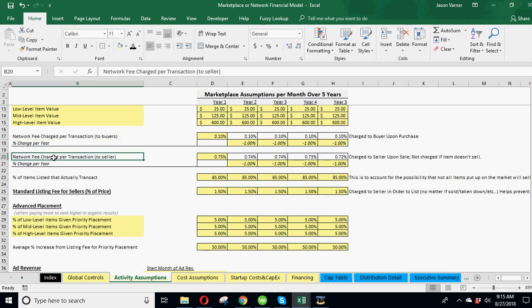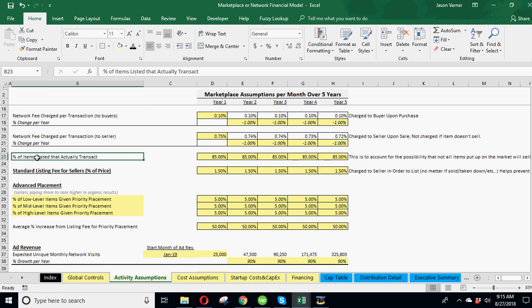Then we've got the fee charged to sellers. This means the seller lists something, and if it sells, then they're charged a certain percentage of that sale. So you might have zeroed out one or the other, or both. You might not have transaction fees at all. There's other ways you can do it.